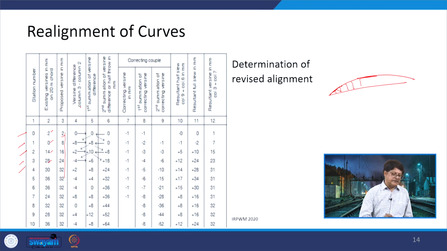So, Versine difference we are considering now. Versine difference is what? It is the difference between column 3 and column 2. So, it is 2 minus 2, 0; 8 minus 8, 0; 16 minus 14, plus 2; 24 minus 28, now it is negative, so minus 4. It has been recorded with the signs, so positive and negative values are being recorded here.